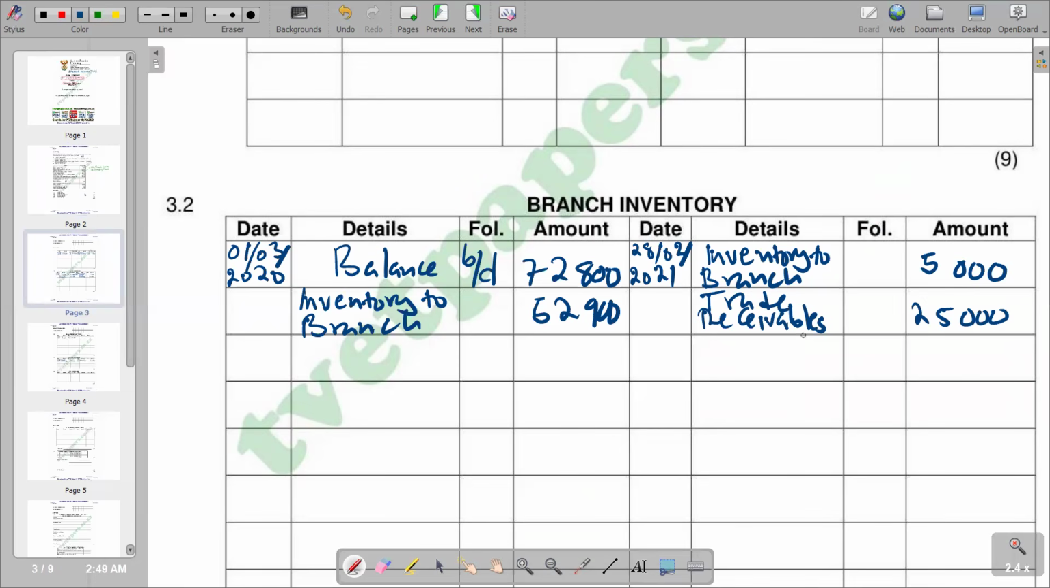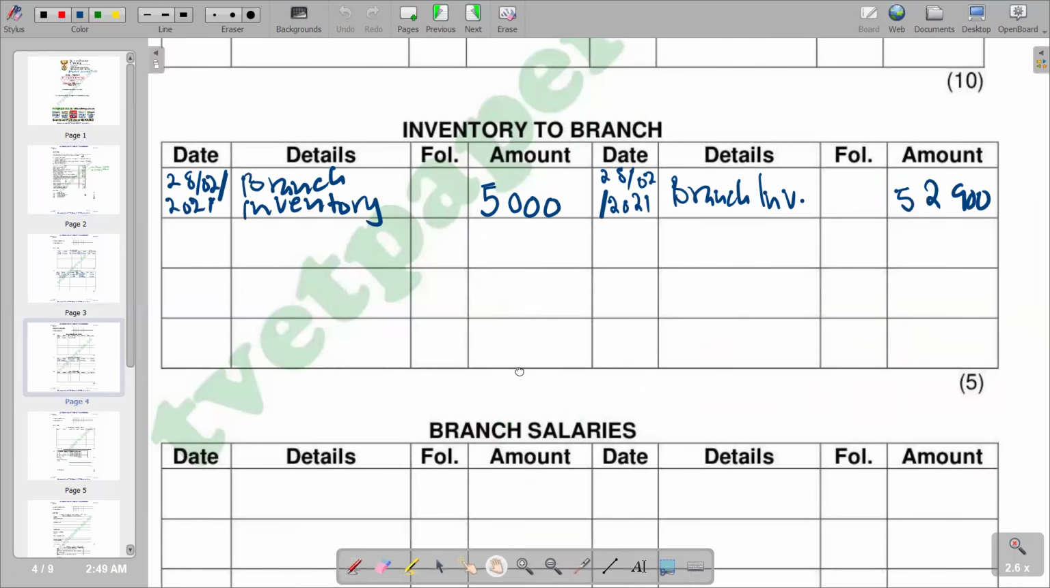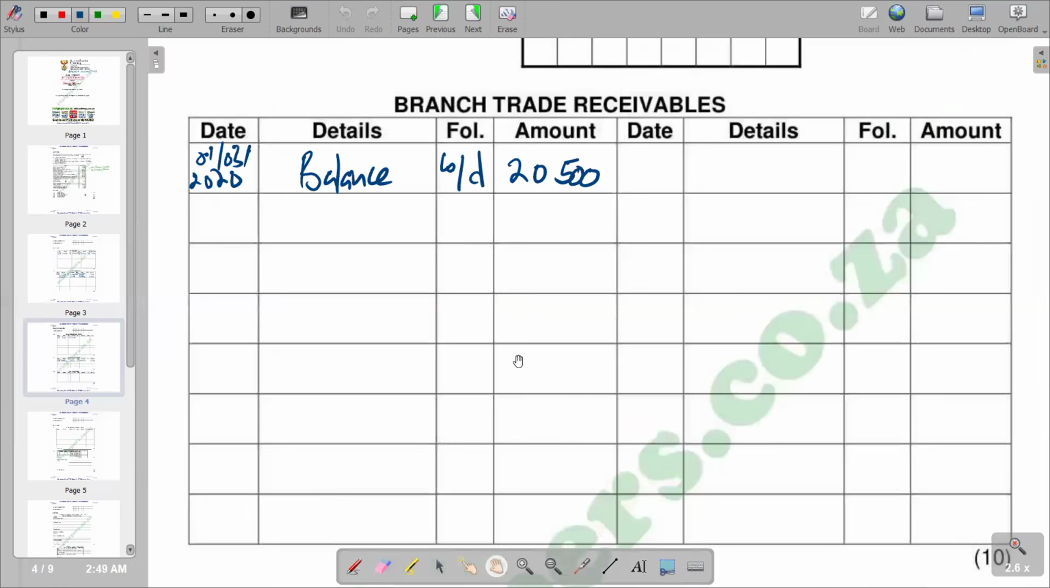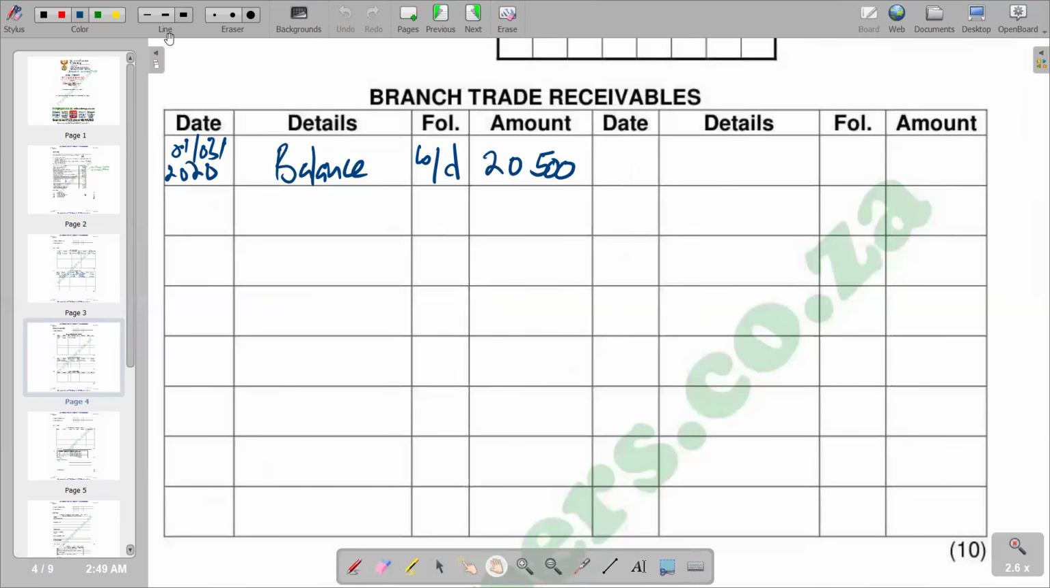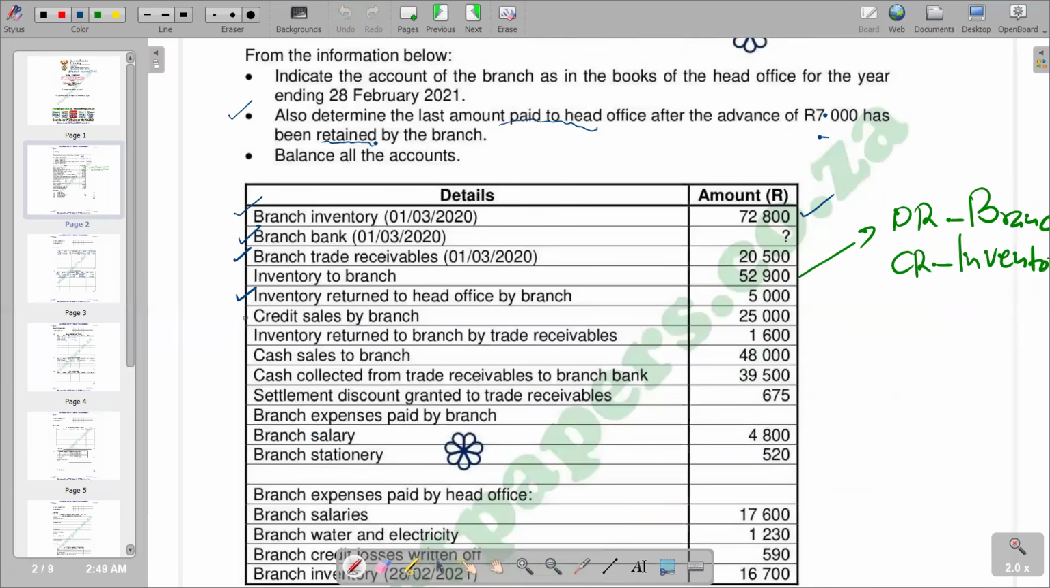And then we go to trade receivables account. We can look for that one and then we enter. So we have it here. Remember, we're going to the debit side. And it's now at the end. So here it's now 28/02, 2021. So this is coming from branch inventory. The amount is 25,000. It's sales by branch.